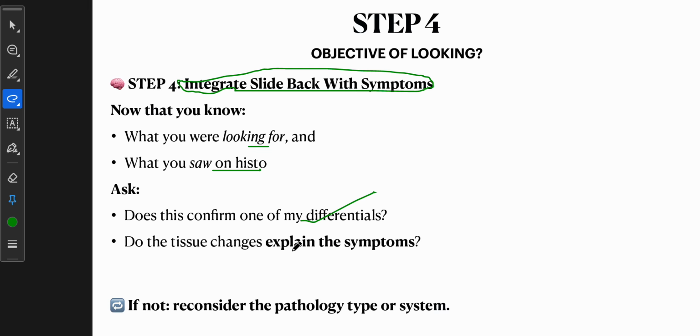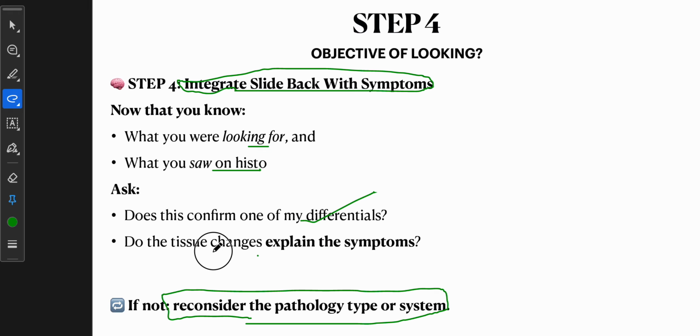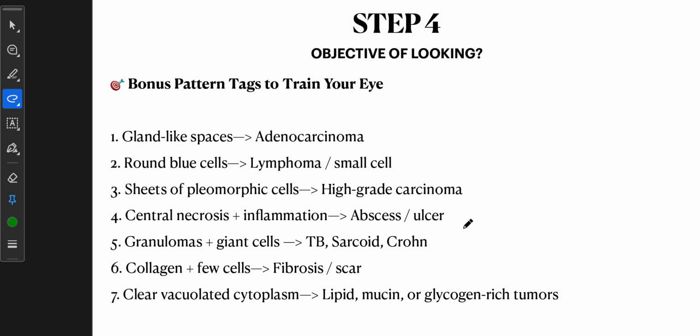And if it doesn't, reconsider the pathology type or system. That is how you loop forward again and again until you get to the diagnosis. That is how it happens. Do the tissue changes explain the symptoms? This is another crucial question that you have to ask yourself, right? So if it satisfies you, you might have raised the diagnosis, and if it doesn't, you haven't. Let's talk about clinical symptoms like one disease.